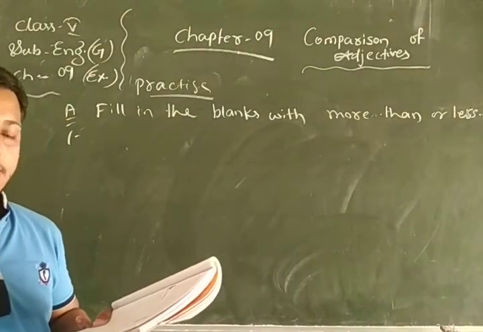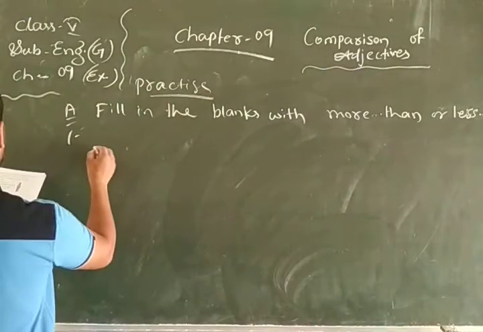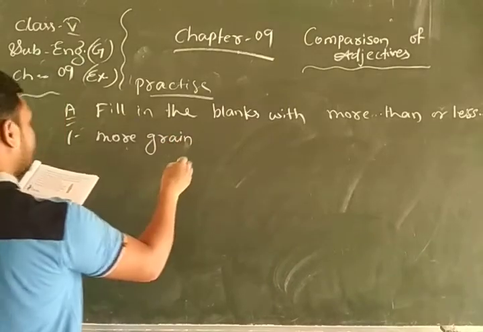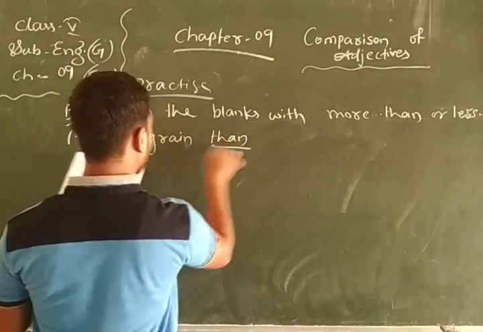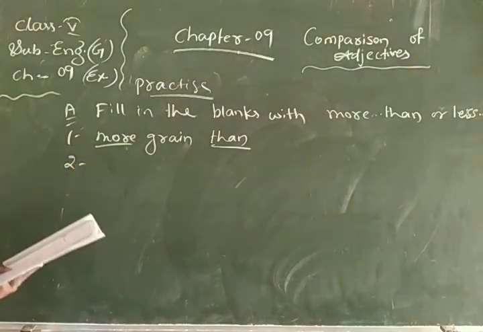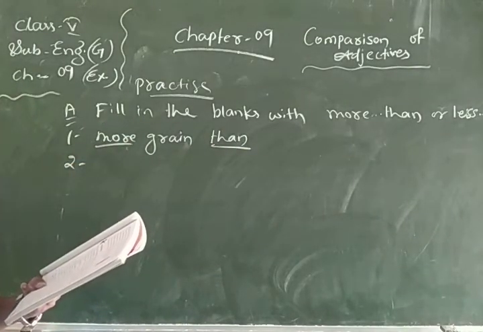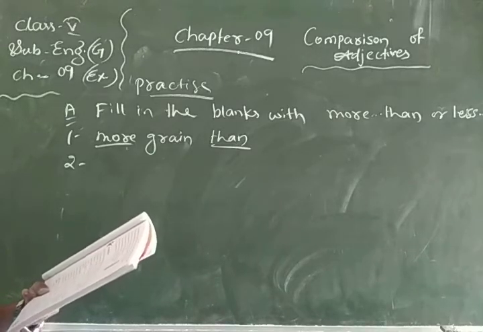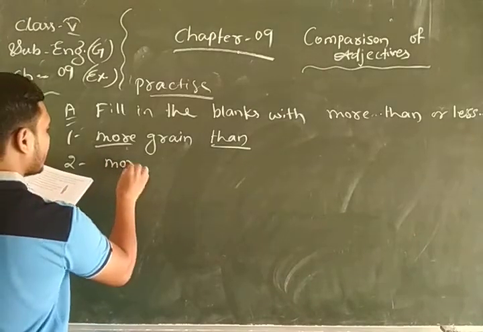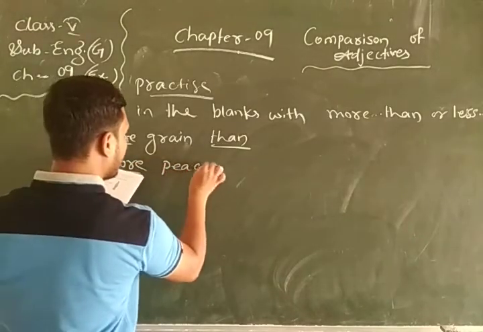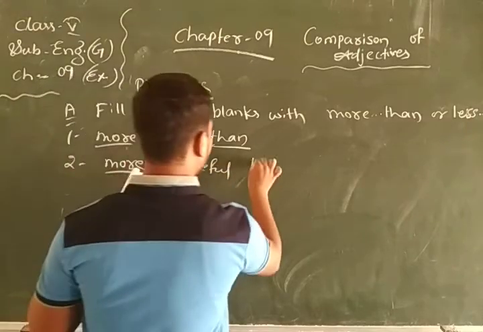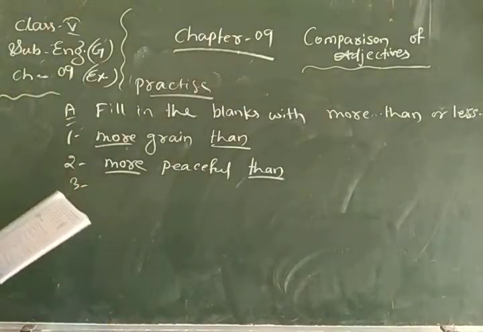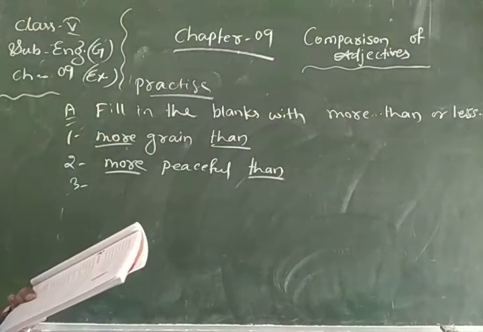First one, the pigeon can eat dash grain dash a sparrow. The pigeon can eat more grain than a sparrow, okay. Number 2, the life in villages is dash peaceful than that in cities. The life in villages is more peaceful than that in cities. Number 3, Raja has dash money to spend dash Raj.